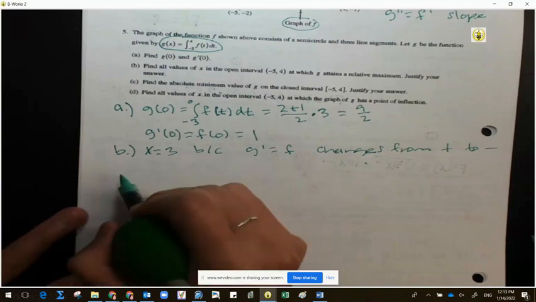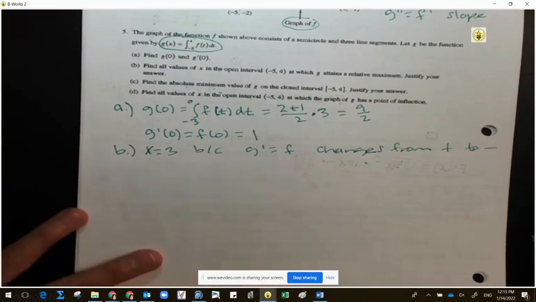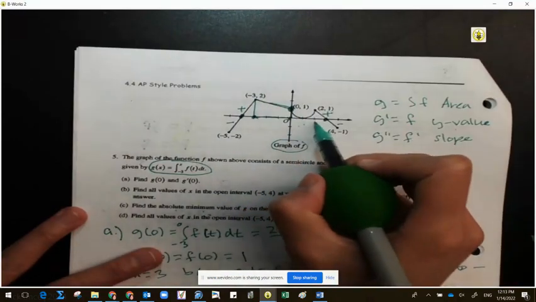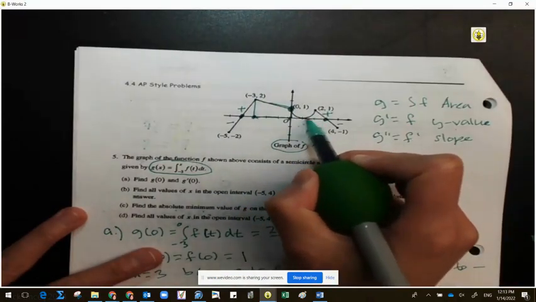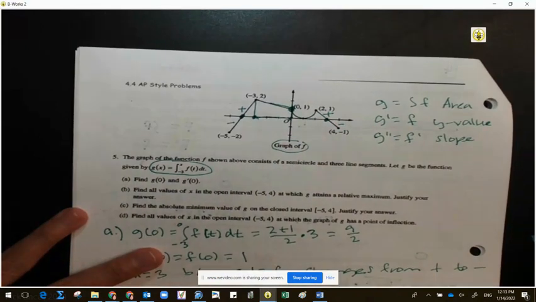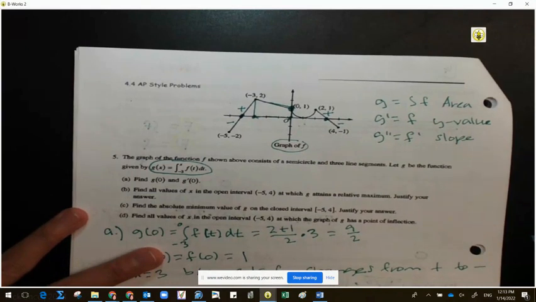Would it also be at 2? At 2 right here? That's positive still, and that's still positive. Above the x-axis is positive, below the x-axis would be negative. I think you're looking at a point of inflection.